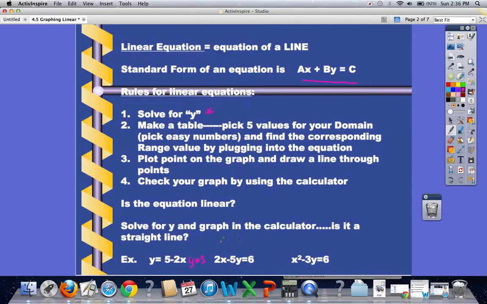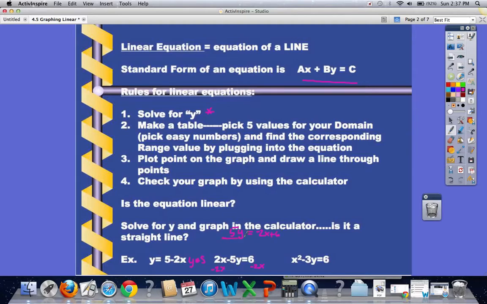All right, the next one, we need to solve it for y in order to put it in our calculator. Remember I told you when we're solving for y, x has to go first, like in the alphabet. So I'm going to subtract 2x from both sides. And remember I told you I want you to start putting the x term first, and you'll see why very soon. Negative 5y equals negative 2x plus 6.